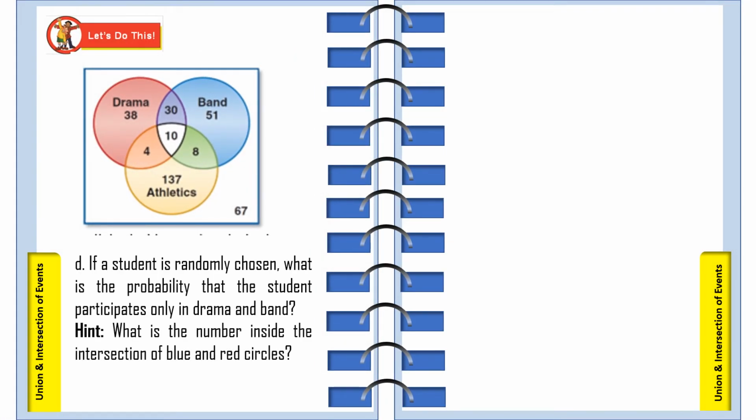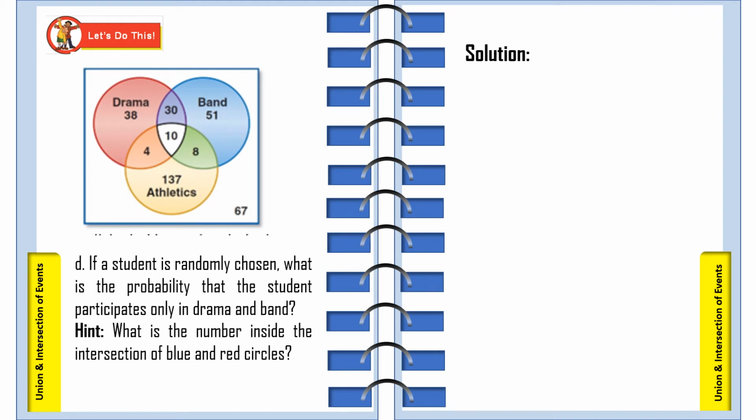How about the next question? Itong letter D. If a student is randomly chosen, what is the probability that the student participates only in drama and band? Drama and band. Participates only in drama and band. So, only. Yun lang. Sinalihan niya drama and band lang. Ang hint lang dito, what is the number inside the intersection of blue and red circle? So, blue and red circles.